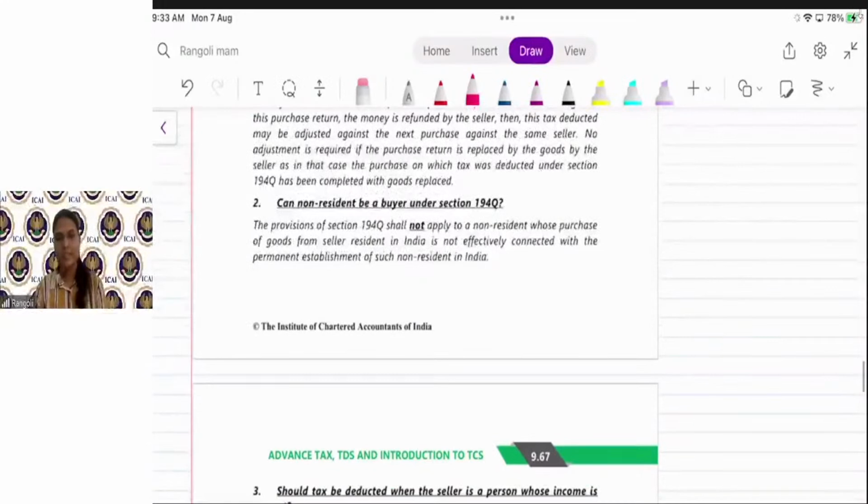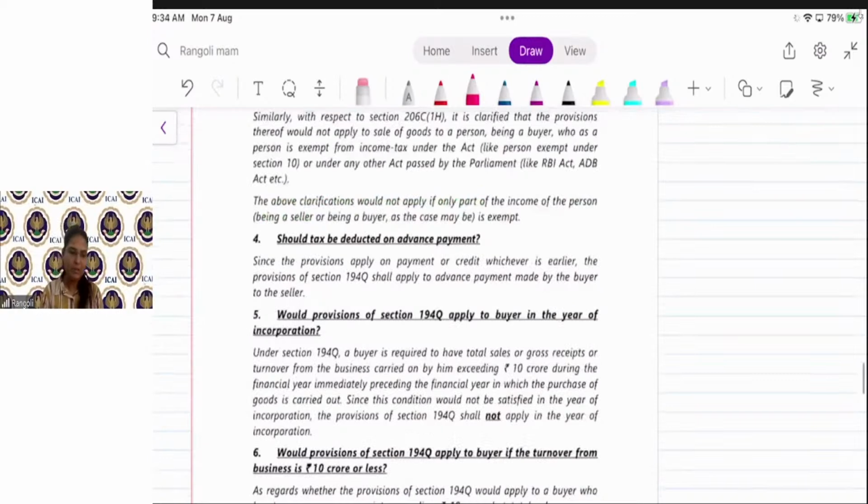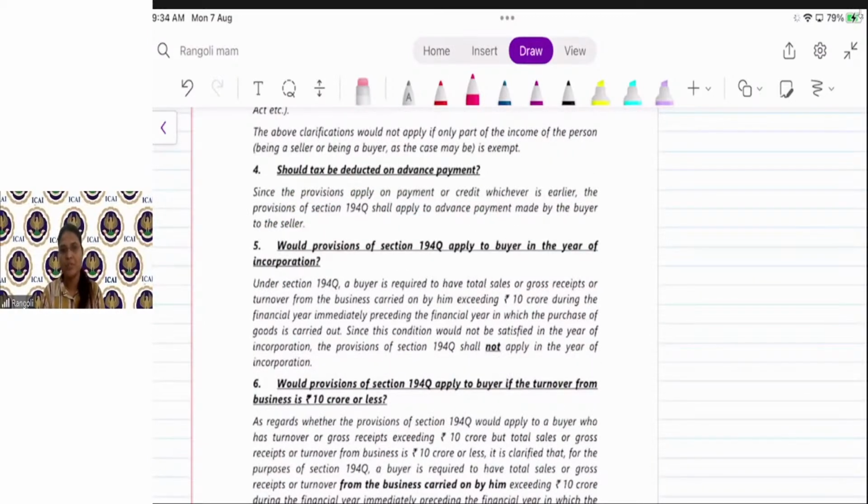In case of a non-resident, this provision is not applicable. This provision is also not applicable if the income of the seller is exempt and a specific declaration is given by the seller. Then TDS is not required to be deducted. On advance payment, yes, TDS is required to be deducted because the provision says payment or credit, whichever is earlier. Is this provision applicable in the first year of incorporation? No, my dear friend, because last year there was no business, so the turnover condition is not met and TDS is not required to be deducted.